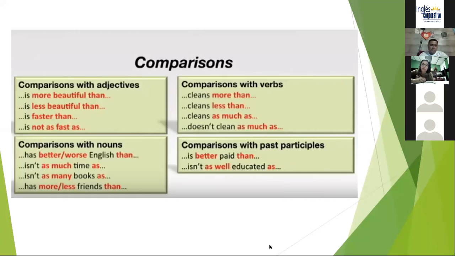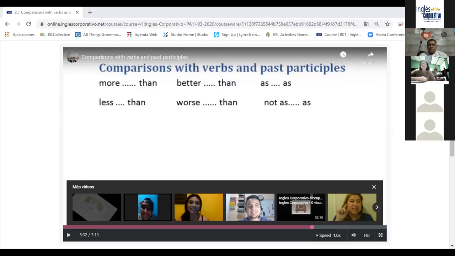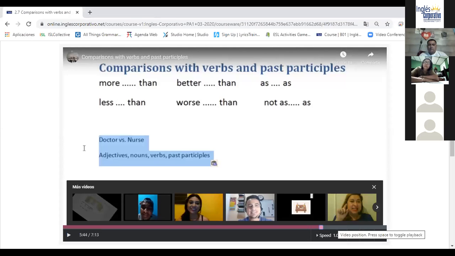Okay, I'm going to stop sharing this and go back here, and I'll show you what I want you to do. Just give me a second. Okay, you see this highlighted part? You have doctor versus nurse. And the teacher in this video asks you to make comparisons with adjectives, comparisons with nouns, verbs, and past participle, the four ways of comparison, okay?